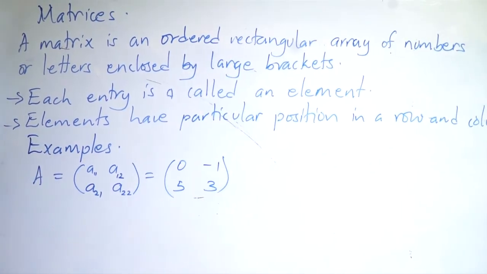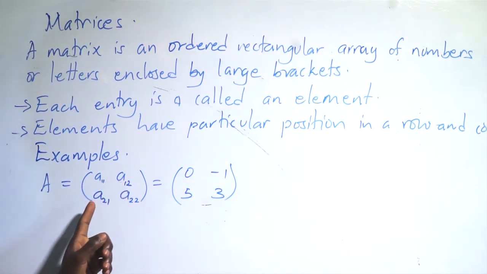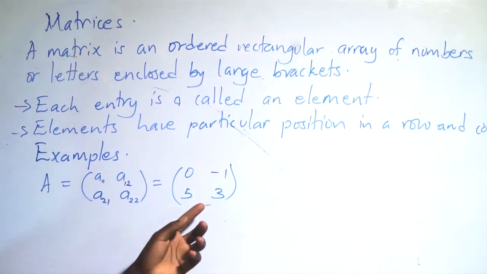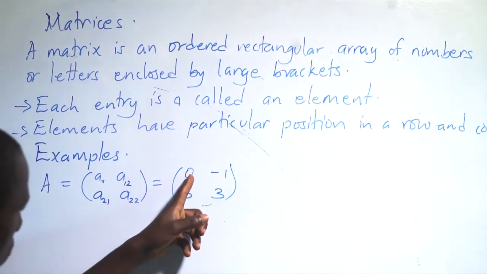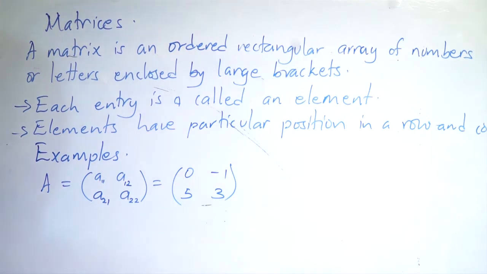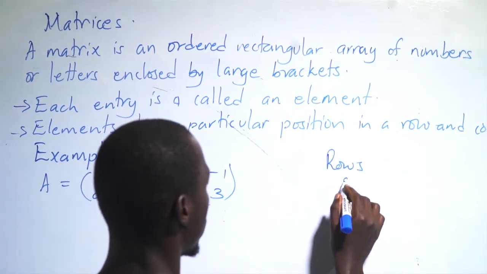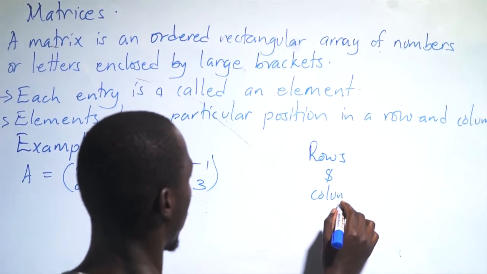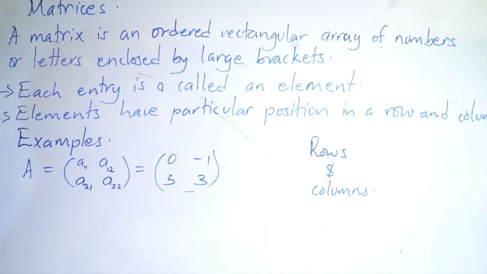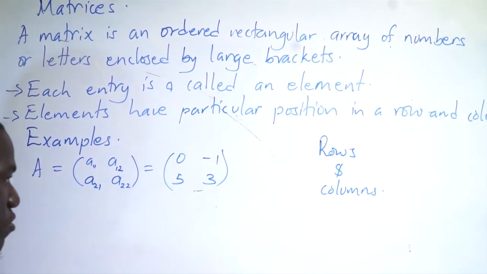So suppose I have my matrix A, which is equal to A11, then A12, A21, A22, which is again equivalent to the 0, the -1, the 5, and then a 3. Now, how to identify the rows and then the columns? That is the biggest problem to most of the students, to identify those two.